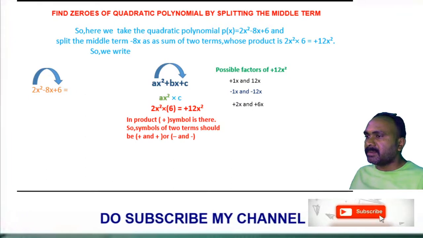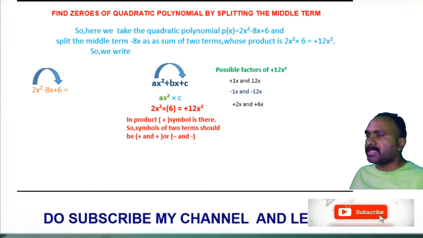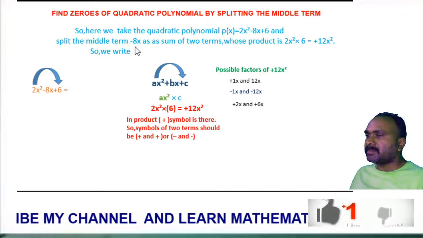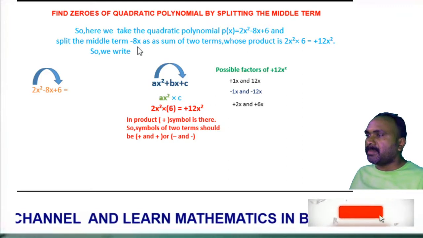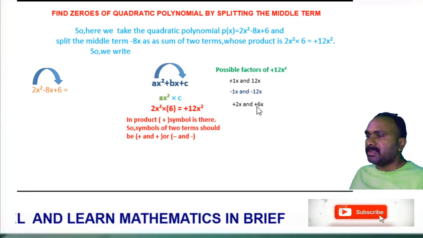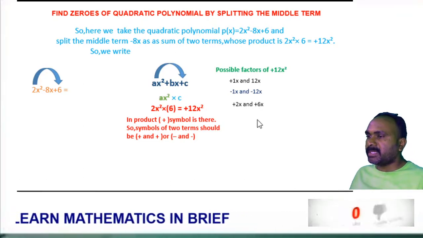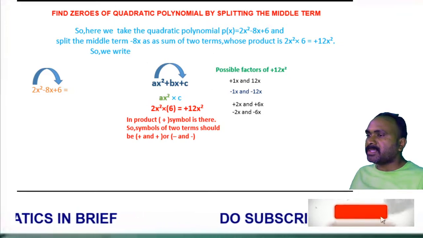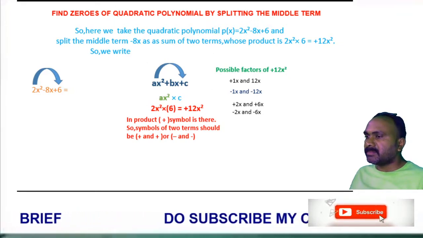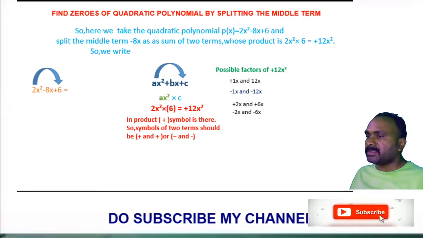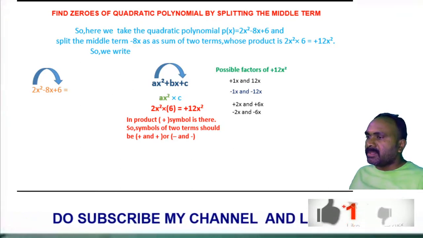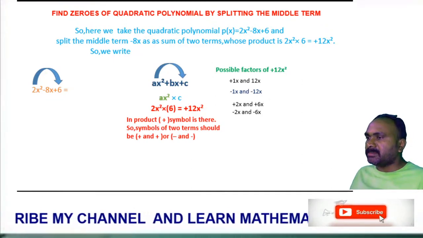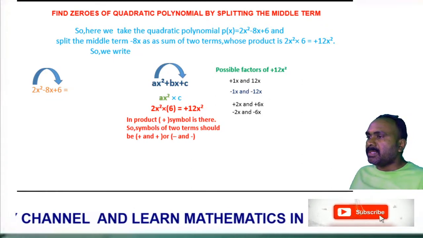And plus 2x and plus 6x. Here plus 8x, but here we need minus 8x. So here plus 2 plus 6 is plus 8. And the next one, minus 2x and minus 6x equals minus 8x. So we take minus 2x and minus 6x as the two terms to get minus 8x.